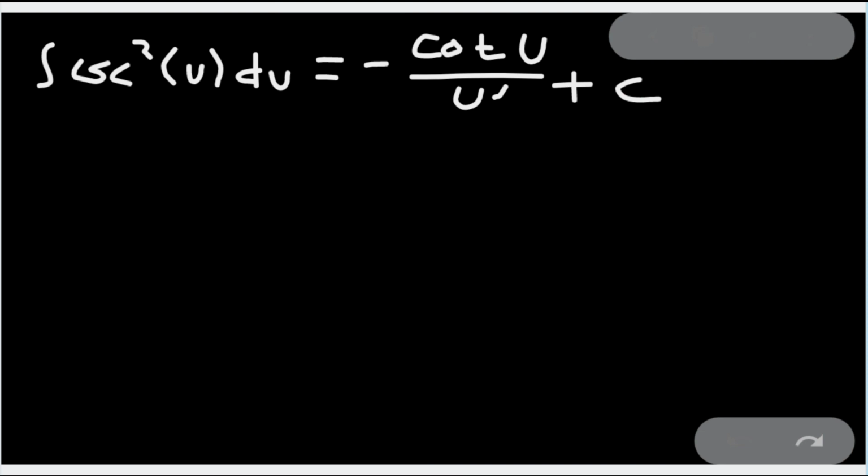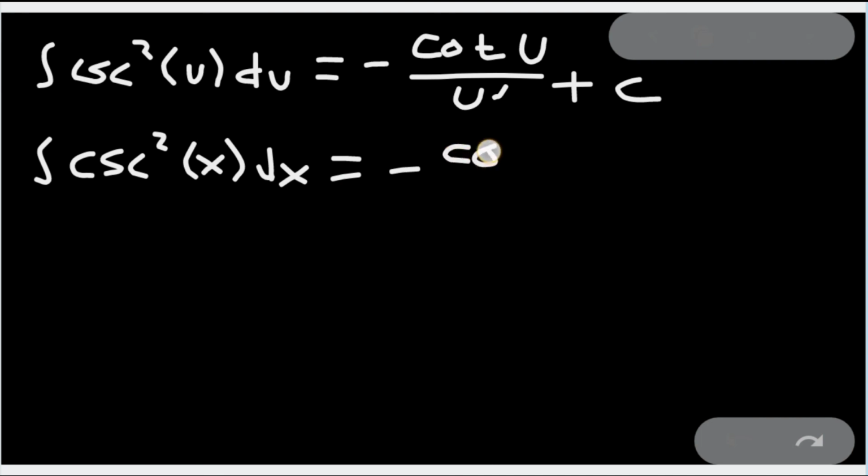So let's try an example. Let's say we have the integral of cosecant squared x dx. So our u here is x, so what we have is negative cotangent x, and the derivative of x is 1, so over 1 plus c. So that is our final answer.